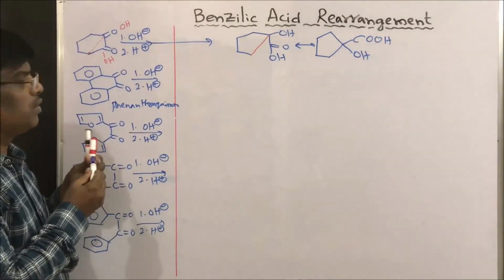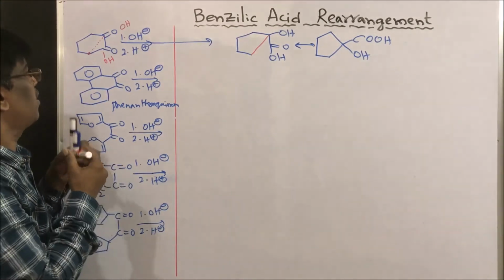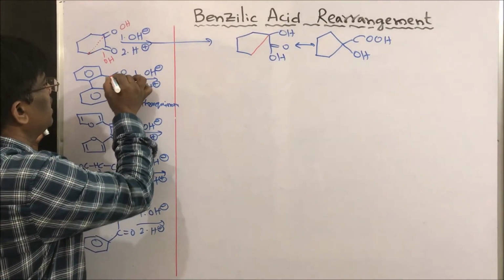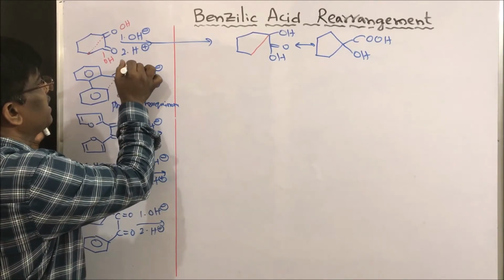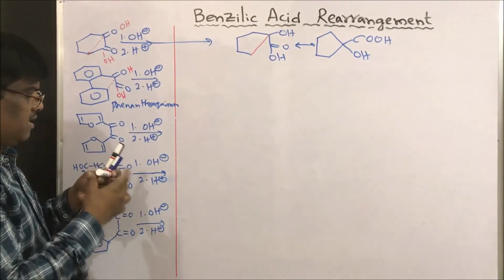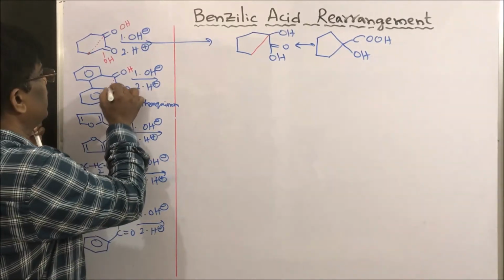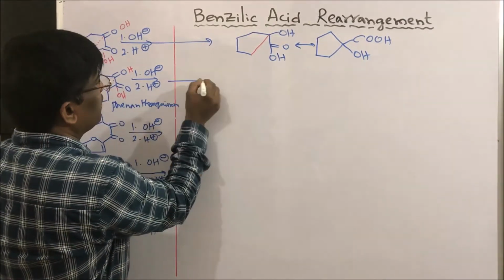So now what will we do? Yes, you have to explain now. Just make a bond here and break this, and add OH here, and make this as OH, right? So how to write? It is very simple. I will write for you.